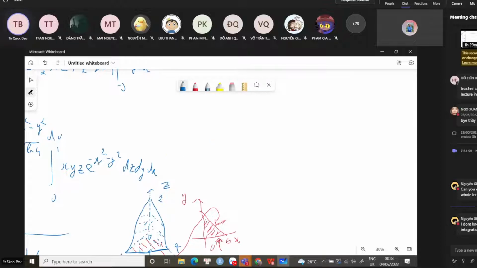So this one is integration from 0 to 6, integration from 0 to 4 minus 2x over 3. Okay, so actually I take the pen.